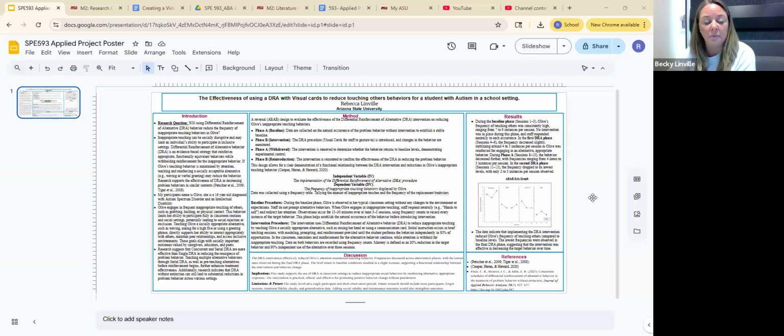What I learned from this project is that DRAs are helpful, and that we need to make sure those replacement behaviors are appropriate for the student. She does better with gestural prompts, so having something there that we can point to that she can see worked better for her.